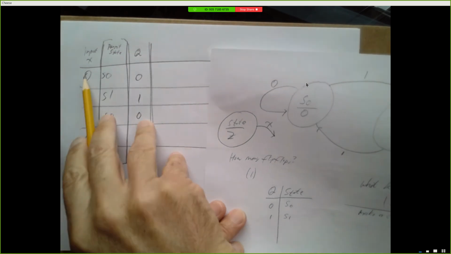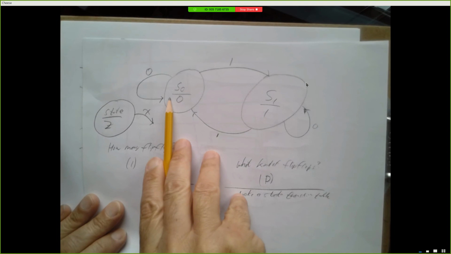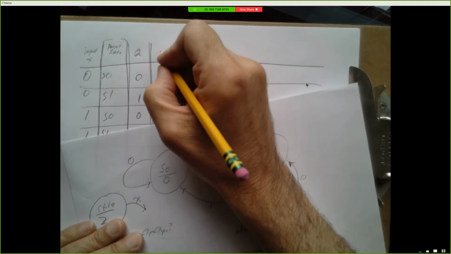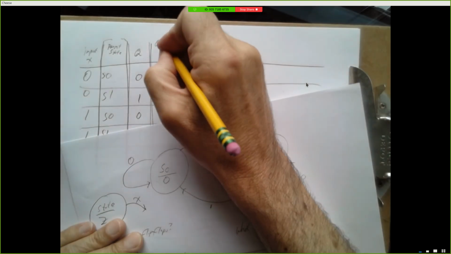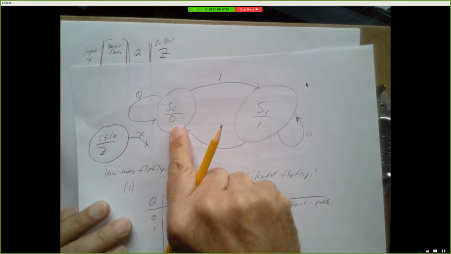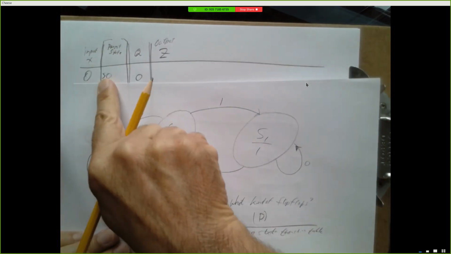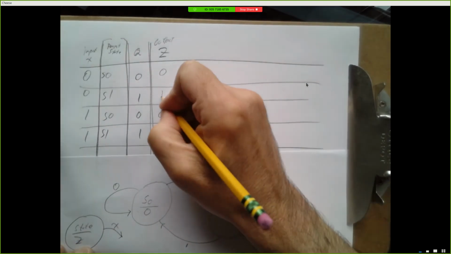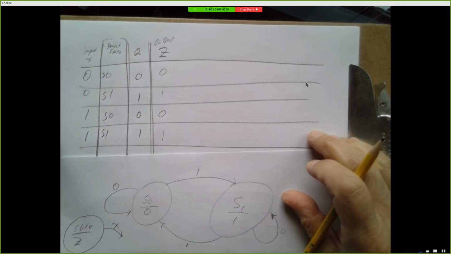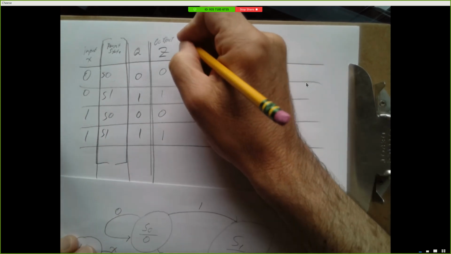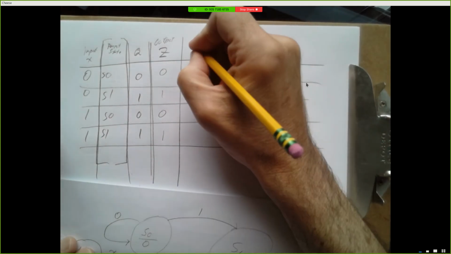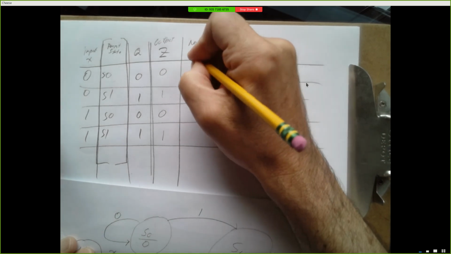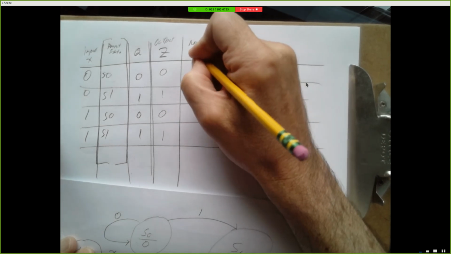All right, well, if our input is 0 and we're in state S0, what do we want? We want our output to be a 0. In fact, anytime we're in state S0, we want our output to be a 0. And anytime we're in state S1, we want our output to be a 1. Okay, let's fill in our next state.